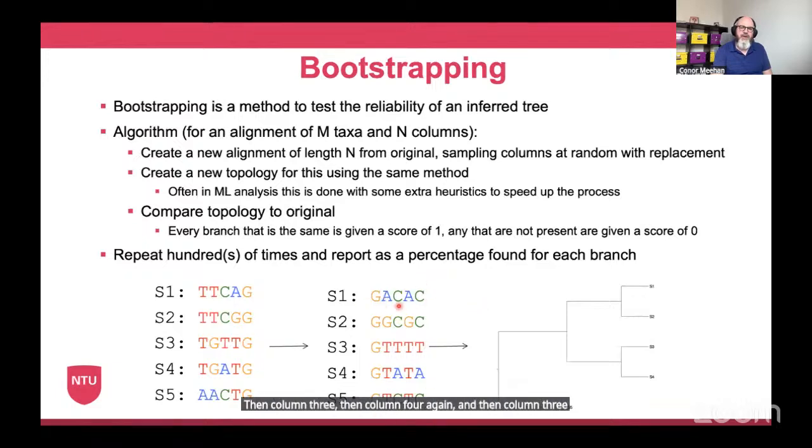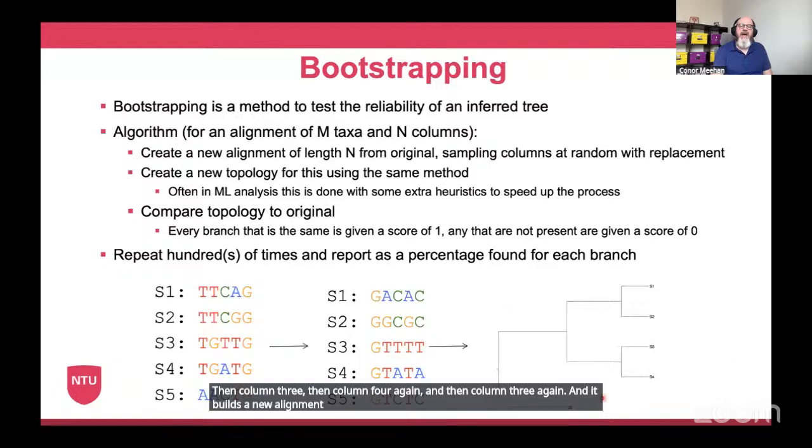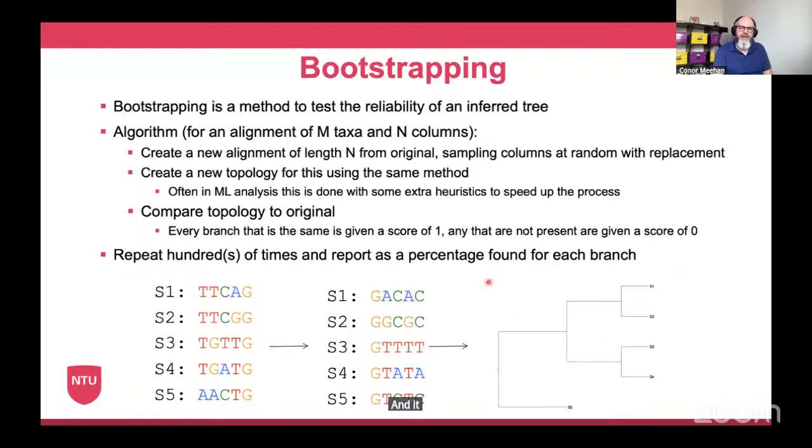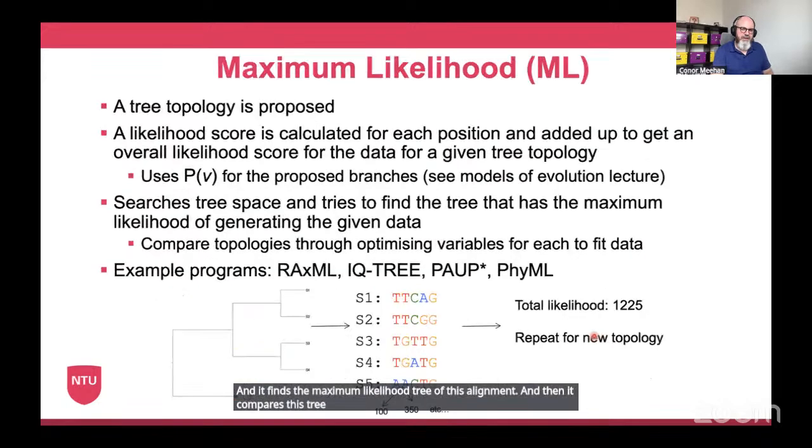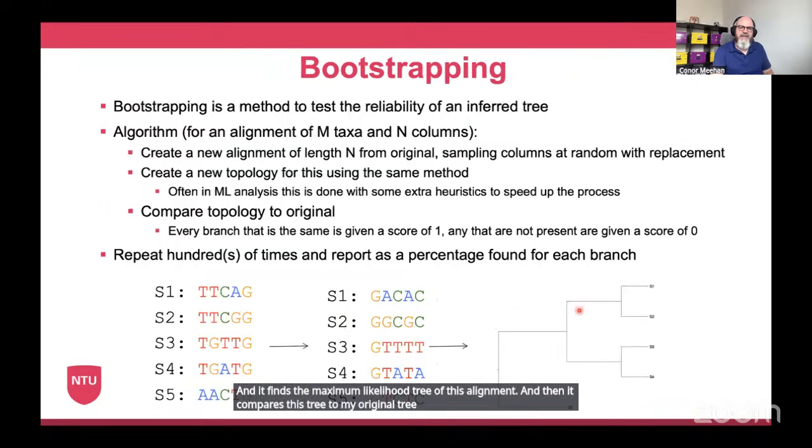And it builds a new alignment of the same length, and it finds the maximum likelihood tree of this alignment. And then it compares this tree to my original tree, and it says, do I support the branches? So it's doing this maybe 1,000 times. And it says, of these 1,000 trees that I built where I resampled, how often did sample 1 and sample 2 come together? If they always came together, then I give it 100% bootstrap support, 1,000 out of 1,000.